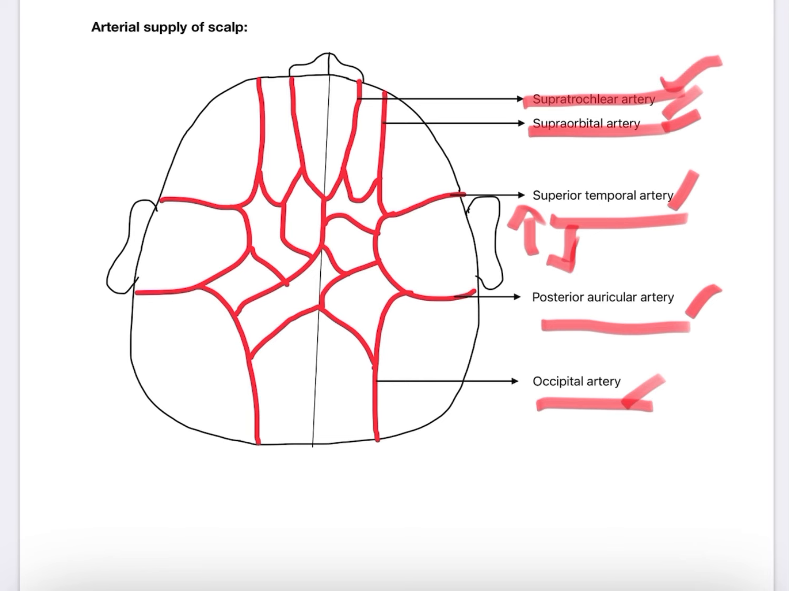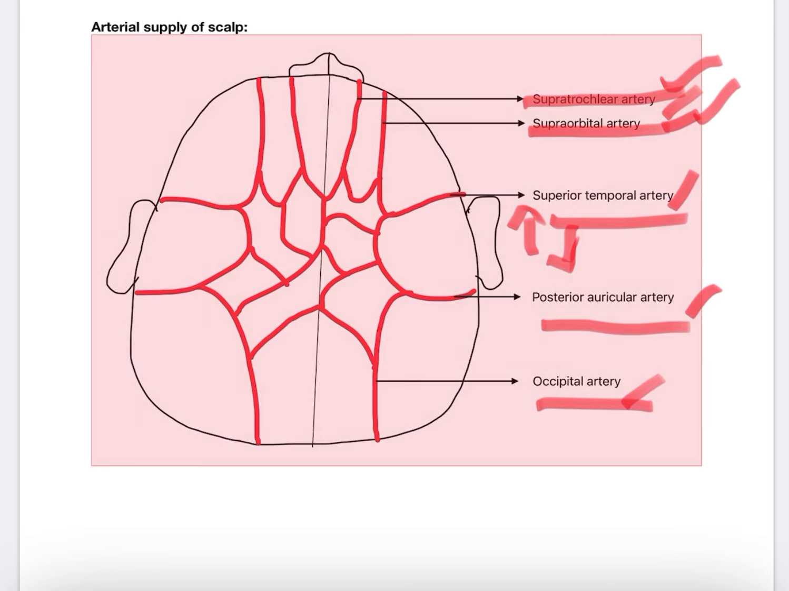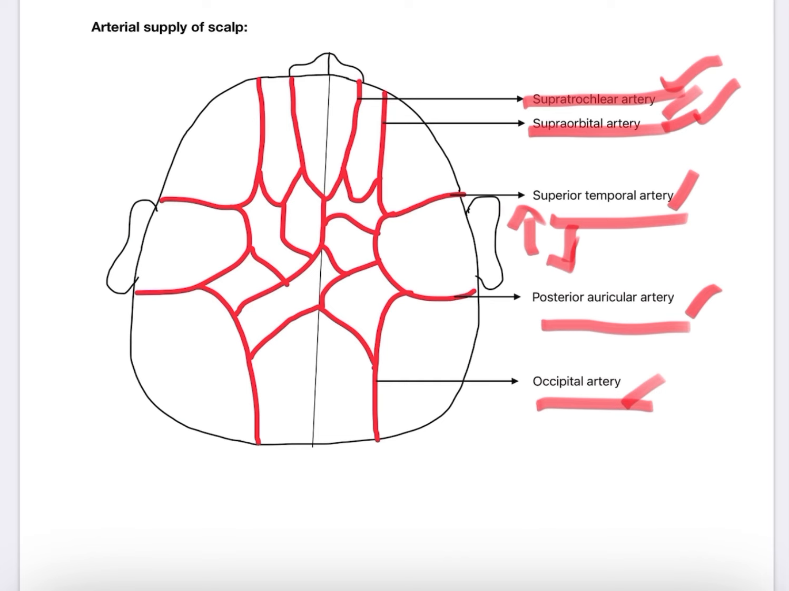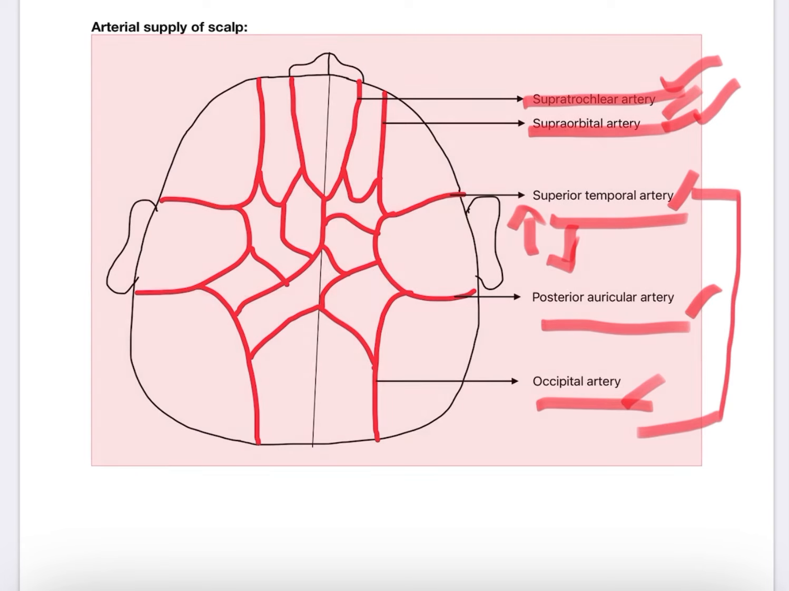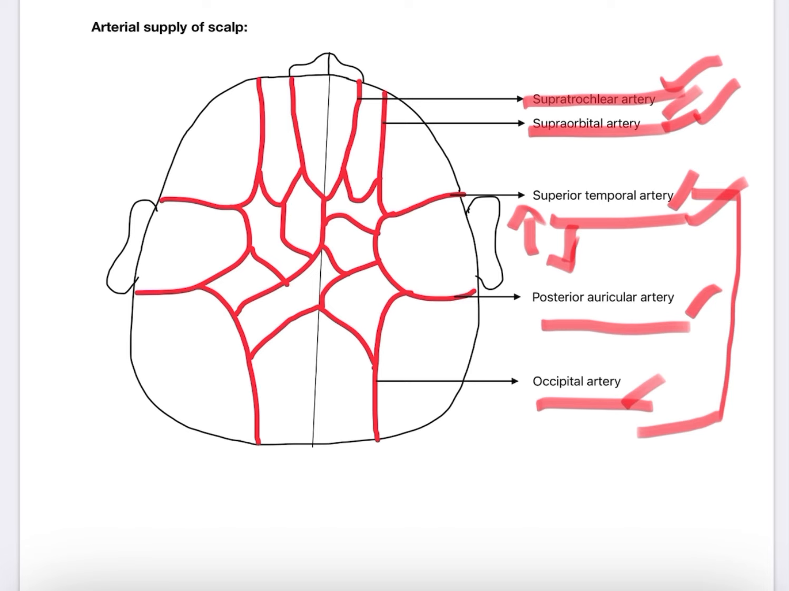Supratrochlear artery and the supraorbital artery are the branches of ophthalmic artery, which is a branch of the internal carotid artery, whereas the rest of the arteries are the branches of external carotid artery. Superior temporal artery is the smallest terminal branch of the external carotid artery, and soon after entering the scalp it divides into anterior and posterior branches.